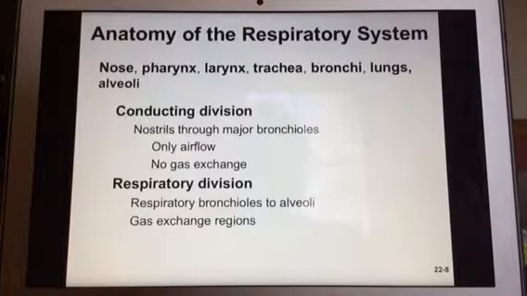So we're going to talk about each of these parts of the respiratory system in more detail, but here's just kind of grouped into sections. So the conducting division of the respiratory system is our nostrils through the major bronchioles. So that's going to include the nose, the pharynx, the larynx, trachea, bronchi. And then the respiratory division is the bronchioles to the alveoli. So that's going to be the bronchioles and the alveoli, because that is where the gas exchange is actually occurring. So in the conducting division, we're only talking about airflow, and there's no gas exchange happening.